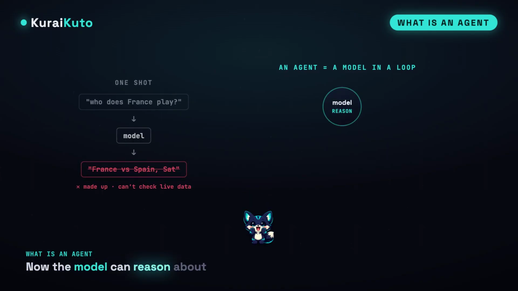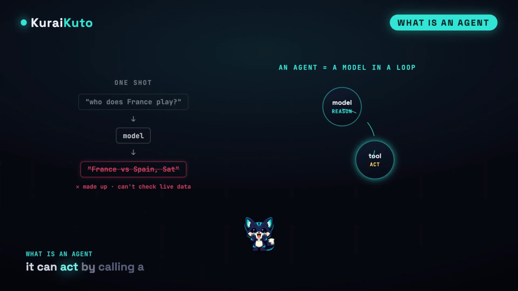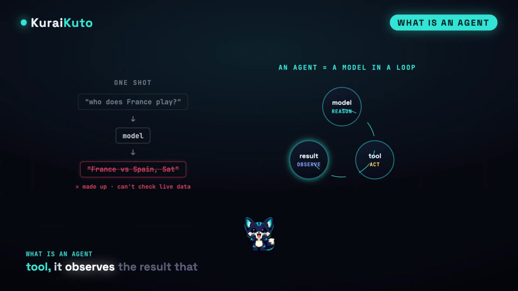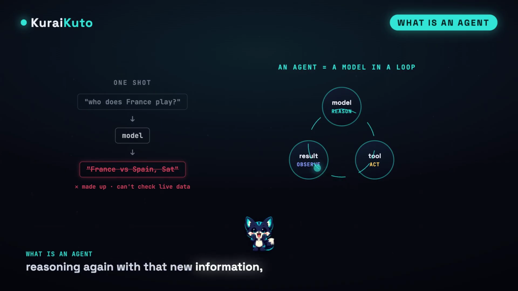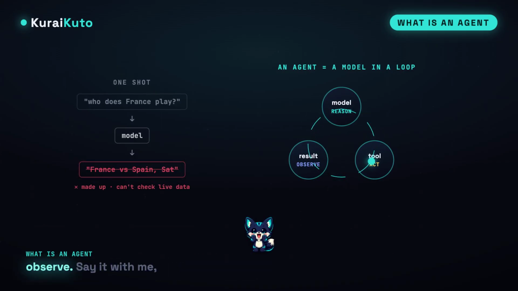Now the model can reason about what to do, it can act by calling a tool, it observes the result that comes back, and then it loops, reasoning again with that new information until it has a real answer. Reason, act, observe. Say it with me because you will see it everywhere. Every agent framework on Earth, including LangChain, is a convenience wrapper around that single loop. Once you see the loop, the magic disappears, and what is left is something you can actually build and debug.